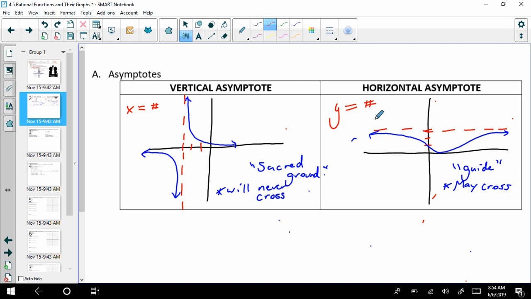What I want to do first is an example where we just try to find the asymptotes, because today when we graph, we're going to put the asymptotes in first. They're kind of like our framework, and then we'll draw in the graph itself.